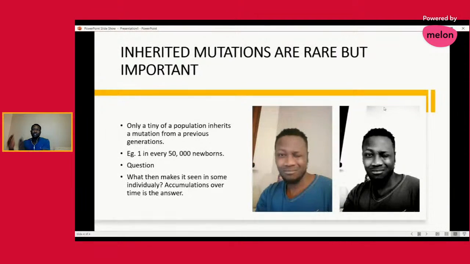Mutations can be passed from one generation to the next, but this is very rare because, according to research, in every 50,000 newly born babies, only one single baby will pass those accumulated mutations from one generation to the other. But these inherited mutations could be very important as well. Of course, sometimes they can be harmful, but they are so important. And what makes them very important is that, let's say, the mutation becomes a beneficial one.